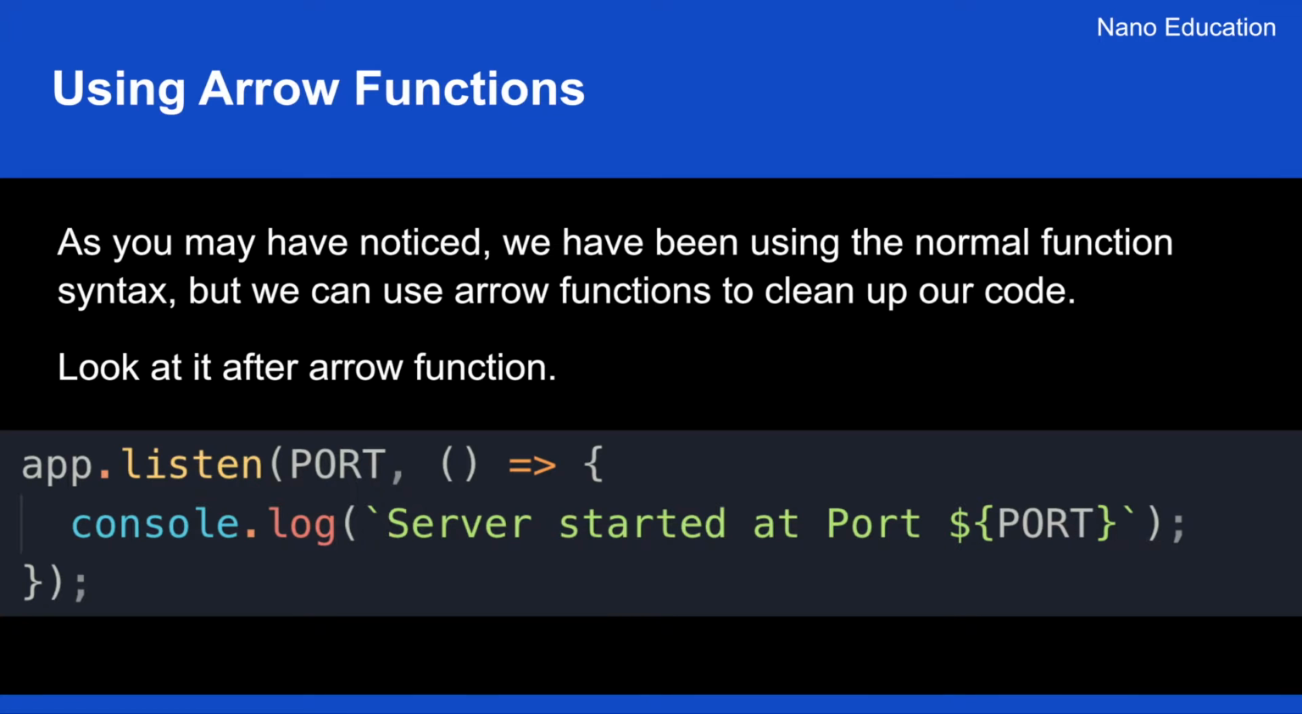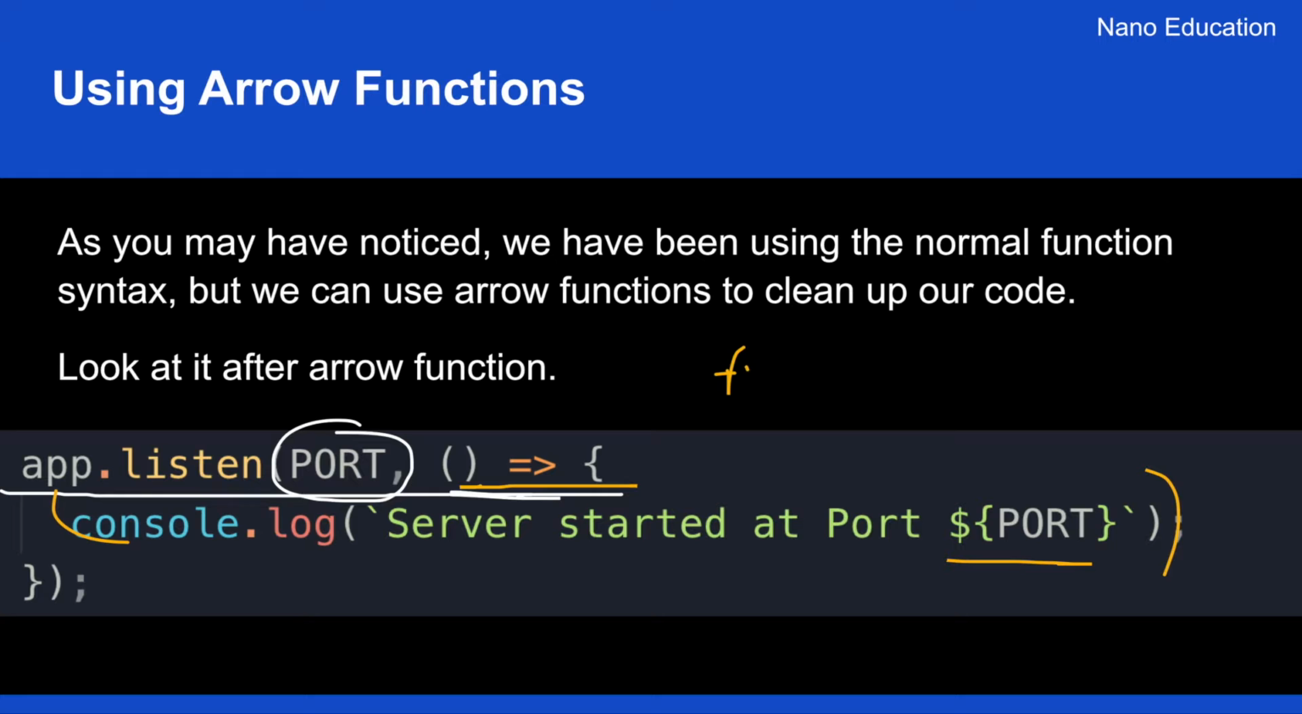Now, we've been using normal function syntax, but we can actually use arrow functions to clean up our code. So if we look at the arrow function, app.listen port, we're doing the exact same thing. We're passing in port, the port number, as a parameter. Then we're telling it to run the function, which is basically passing in port. Very similar to the last one, except for the fact we don't have the function keyword. That's all we don't have. Otherwise, we have everything else.